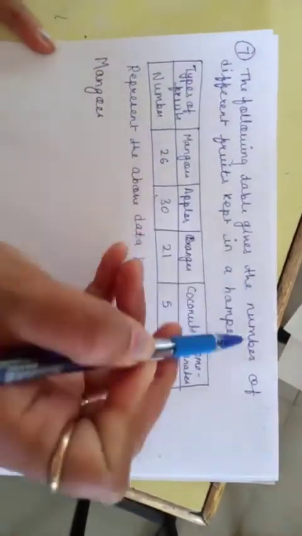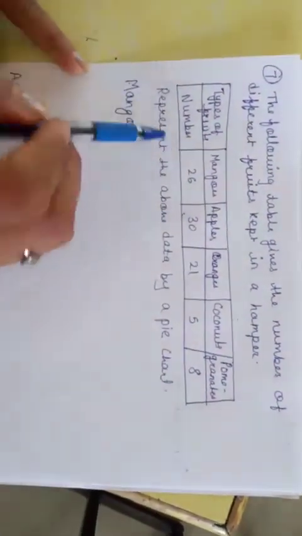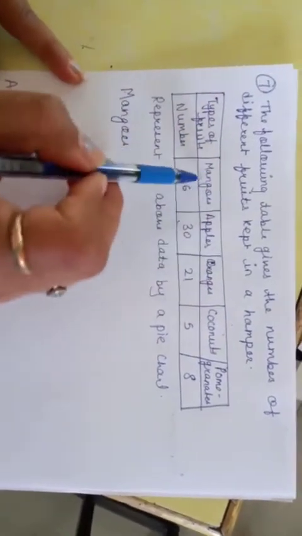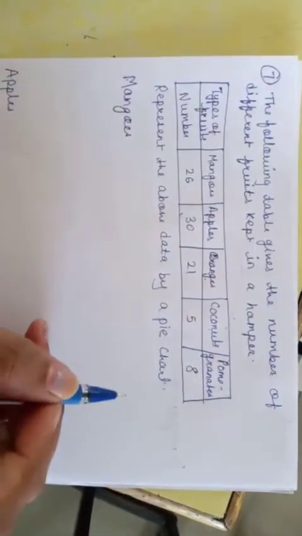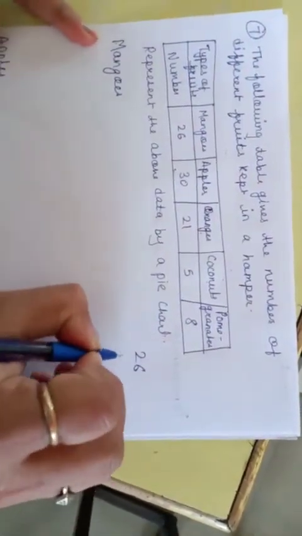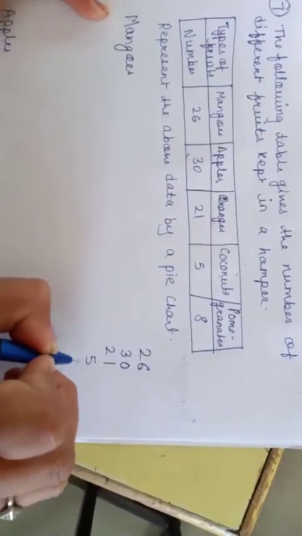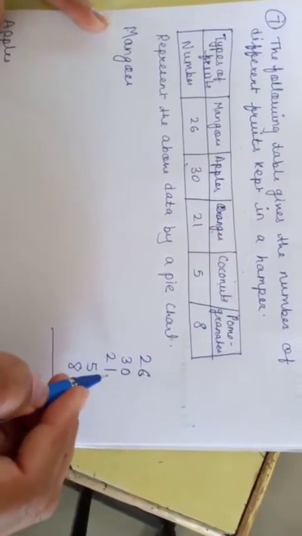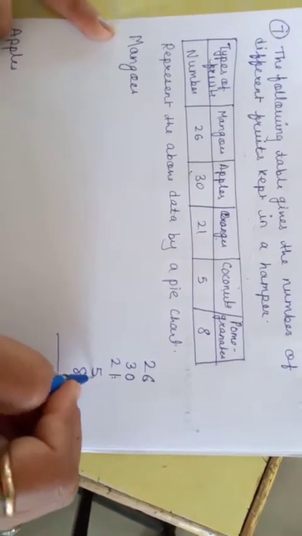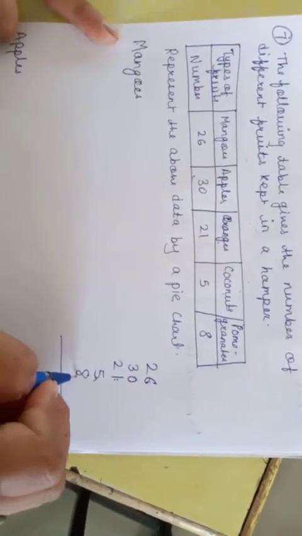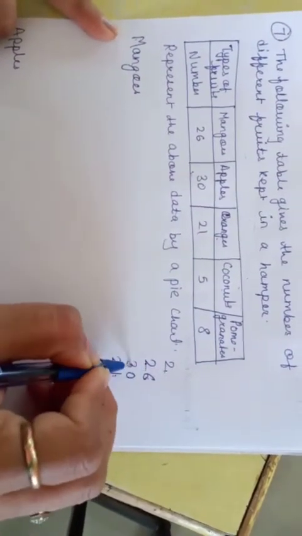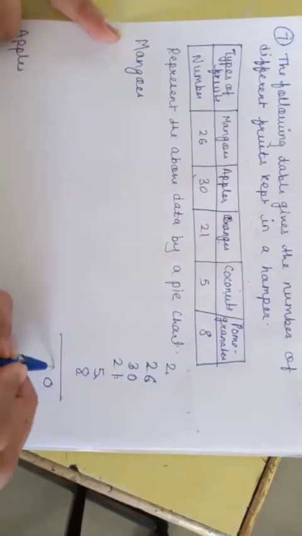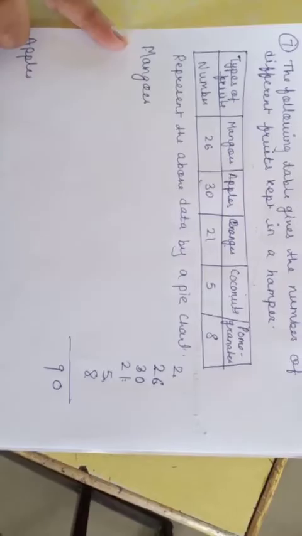The following table gives the number of different fruits kept in a hamper. There is a hamper of fruits, in which there are mangoes, apples, oranges, coconuts and pomegranates. Now the total is not given, so we have to find the total of this fruit. So 26 plus 30 plus 21 plus 5 plus 8. 6 plus 1, 7. 7 plus 5, it's 12. And 12 plus 8, it's 20. So 20. 2 plus 2, 4. 4 plus 3, 7. 7 plus 2, 9. So 90 is our total.